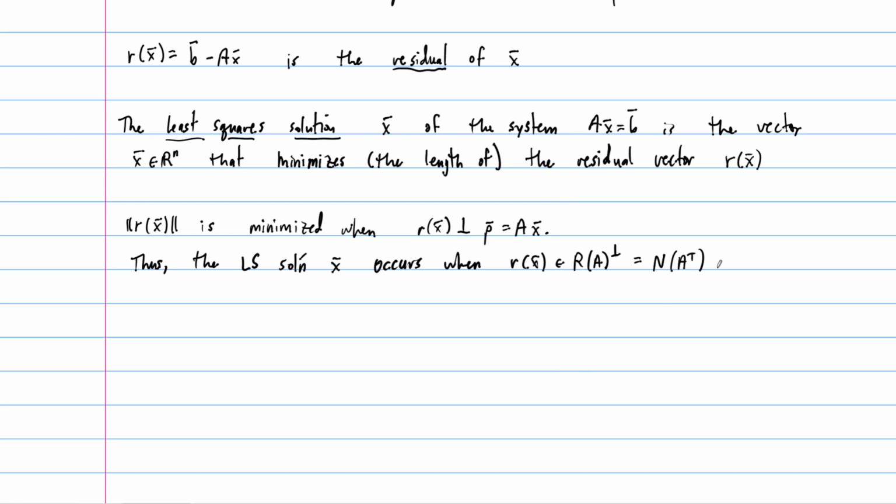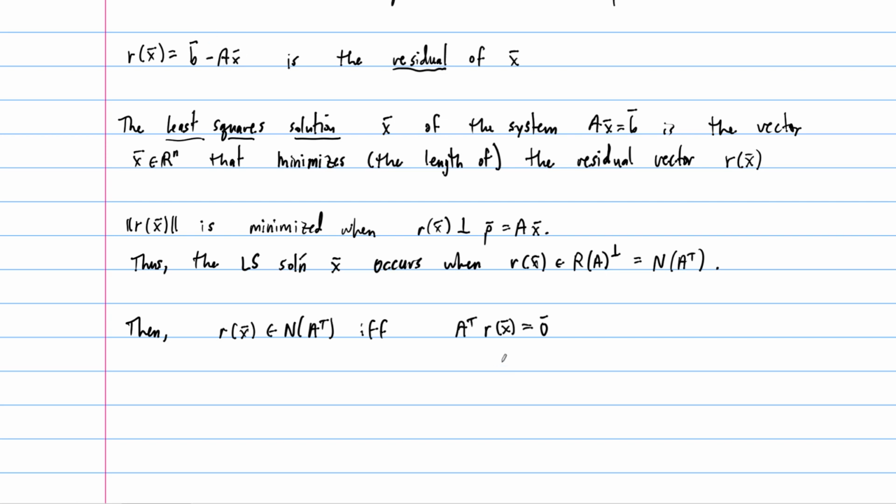Okay, so we're basically there now, right? So what do we want? Well, for this vector to be in the null space, what do we need, I should say? Let me just write it all out here. R(x) is in the null space of A transpose if and only if A transpose times R(x) is equal to the 0 vector.